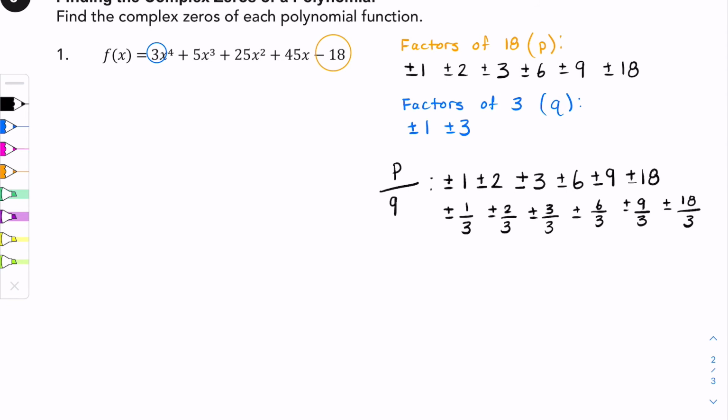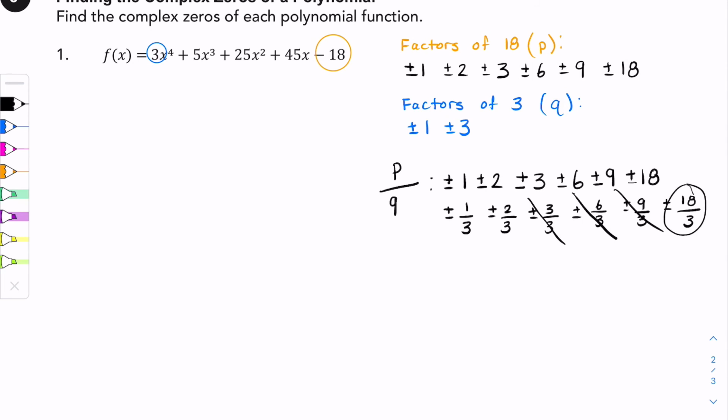So we need to simplify anything that is possible to simplify. 3 over 3 is just 1, which we already have, so I'm going to eliminate that value. We can simplify here. 6 over 3 is 2. We already have 2, so we can eliminate 6 over 3. We have 9 over 3, which simplifies to 3, which we already have, so we can eliminate 9 over 3.